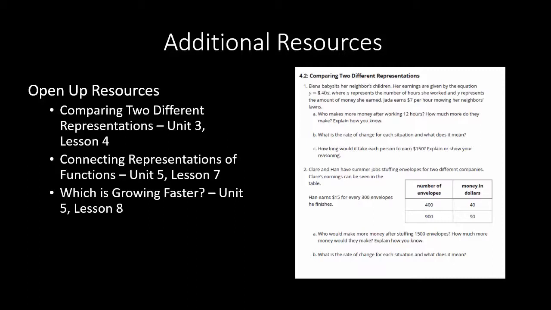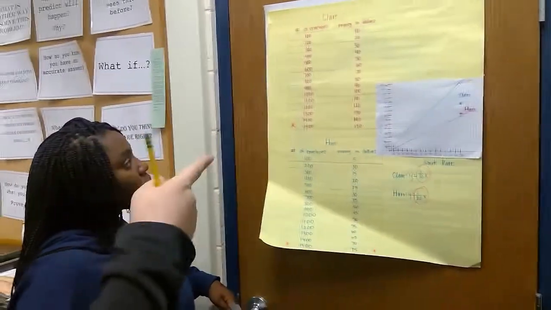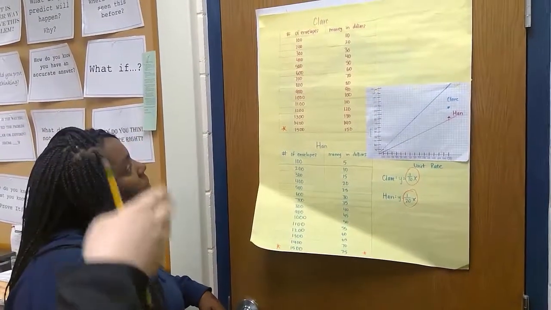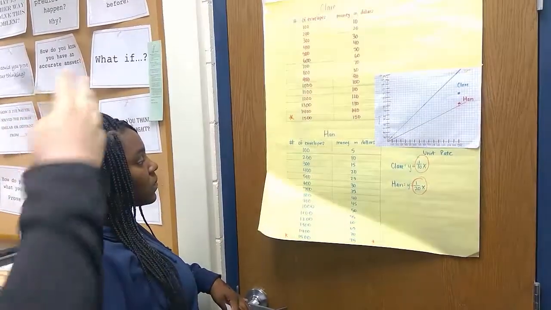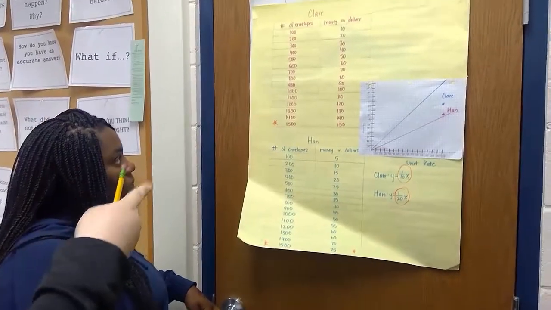This is a great opportunity to ask students to make connections among different representations that highlight, connect, and contrast each form. It shows how much money they make per an amount of envelopes. Like for Claire, she makes double the amount at 100 than Hans does at 100.